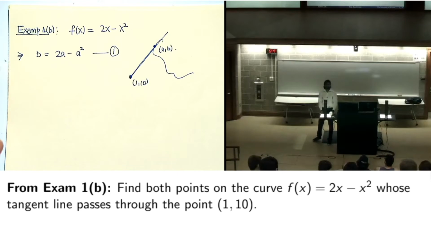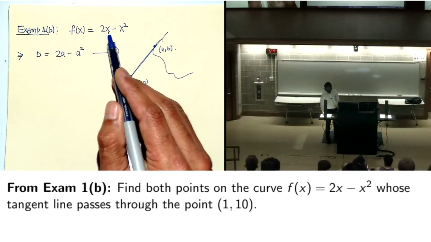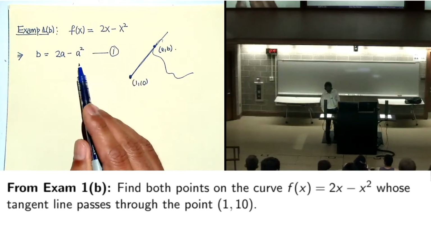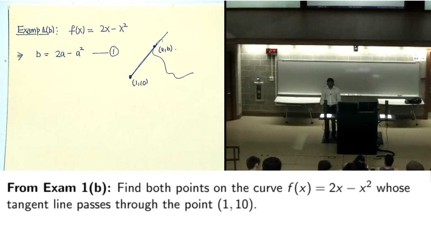b is equal to 2a minus a square, because a comma b is going to satisfy the equation of the function. The equation of the function is y is equal to 2x minus x square. So you plug x is equal to a and y is equal to b here, and you get this equation. And keep that equation in mind, we will use it very soon.